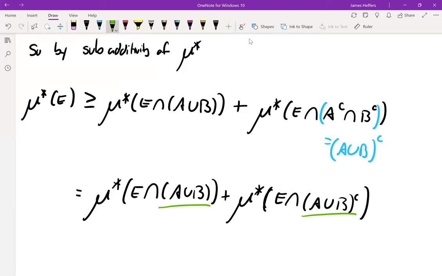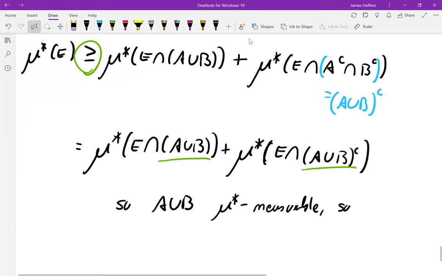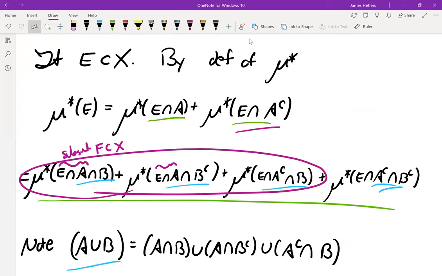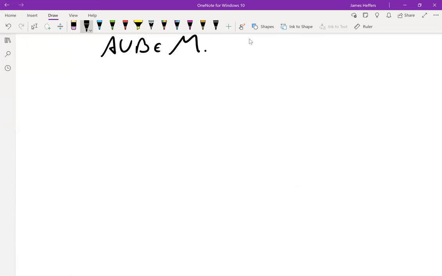Because remember, to show mu star measurability, we only need to show this direction. And what does being mu star measurable mean? It means it's in M. All right, so we have shown that the union of two things is in M. And now, perhaps, you might understand why we decided to go the route of induction, because two things split up into these four terms. Now imagine you had an arbitrary N number of things, and you had to think of all the ways you compare them together like this. Would not be a good way to spend time. Okay, so we've gotten that case done.